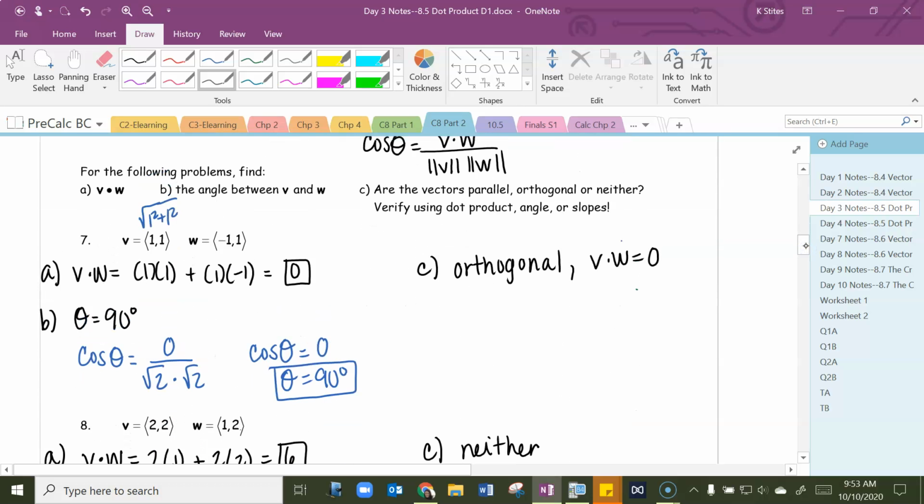We can also see for letter A, when we had orthogonal, that we have opposite reciprocal slopes. Vector v would have a slope of 1, and vector w would have a slope of -1, and those are opposite reciprocal values, and so our slopes tell us that, again, this is perpendicular or orthogonal.